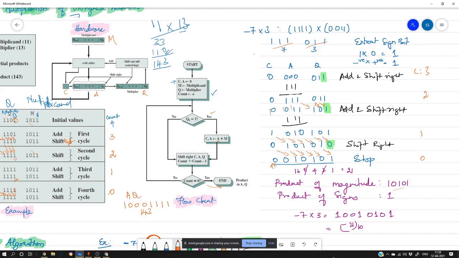So I have just worked it out here. So 1, 2, 4, 8, 16. This 8 and 2 have to be taken off. Sum up all the remaining numbers, it is 16 plus 4 plus 1, which is 21. So with this, add the sign bit. Since the signs are dissimilar, you're going to have a negative sign. So minus 21 base 10. I hope this is clear.